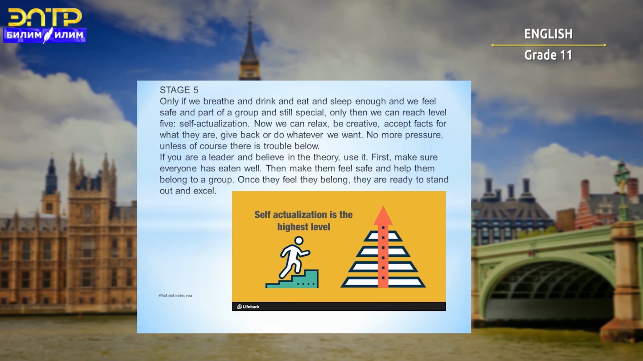The 5th stage. Only if we breathe and drink, eat and sleep enough, and we feel safe and a part of a group and still special, only then can we reach level 5, self-actualization. Now we can relax, be creative, accept facts for what they are, give back or do whatever we want. No more pressure, unless of course there is trouble below.